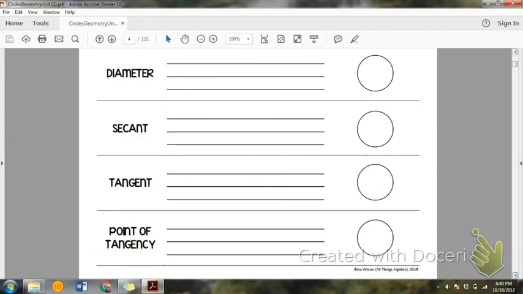The next definition is a diameter. And I think some of you already know what diameter is. You would say it's the inside length of the circle. But more specifically, the diameter is a chord. And remember, we just talked about a chord is a segment who has both endpoints on the circle. So it's a chord that passes through the center.